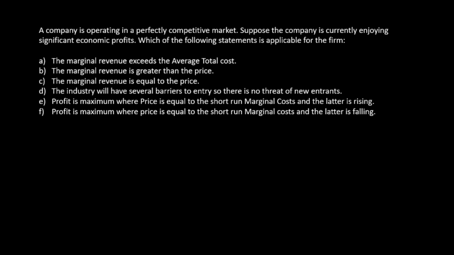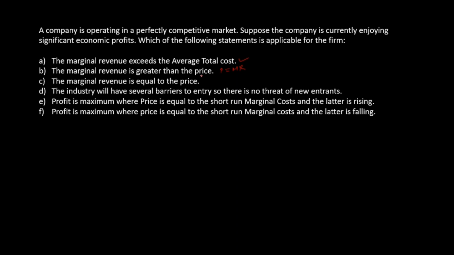The marginal revenue exceeds the average total cost. So this is true. So option A is correct. The marginal revenue is greater than the price. Now this is incorrect because for perfectly competitive firms, price should equal marginal revenue. So this is not correct. Now option C, the marginal revenue is equal to the price.